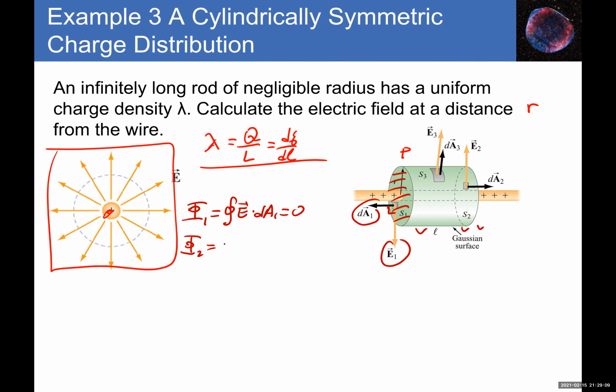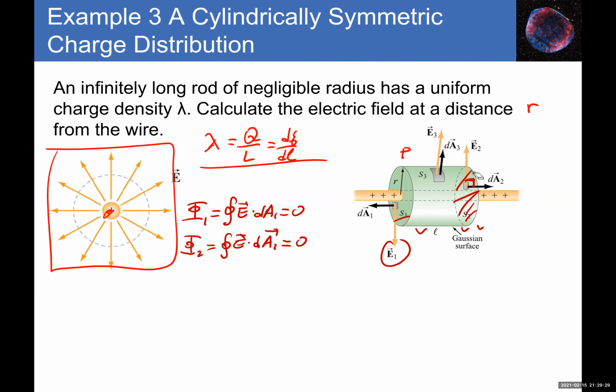Same thing I do for surface two. Closed integral E dot dA2, and this is my dA2 for this face of that cylinder. Again, I can see that electric field and dA2 are perpendicular to one another for that face as well, so that also has 0 flux.